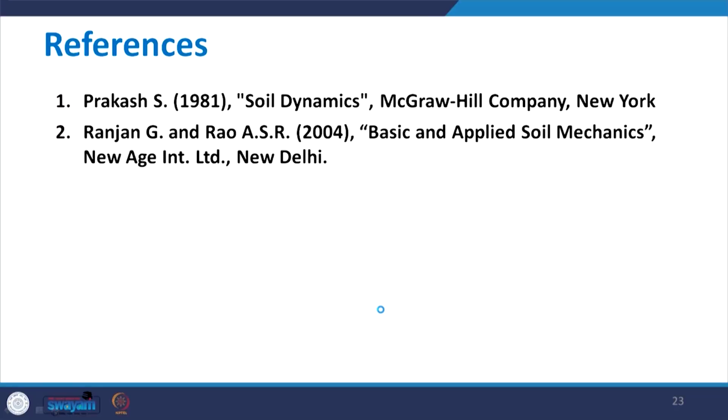I hope all these three examples will help you to know how we can analyze or design a pile when it is subjected to lateral load. Most of the things are from the first reference, and some things are given also in the second reference, but the numerical examples which we have discussed, particularly the second and third one, have come from our classroom teaching with the MTech students. With this, I thank you very much.